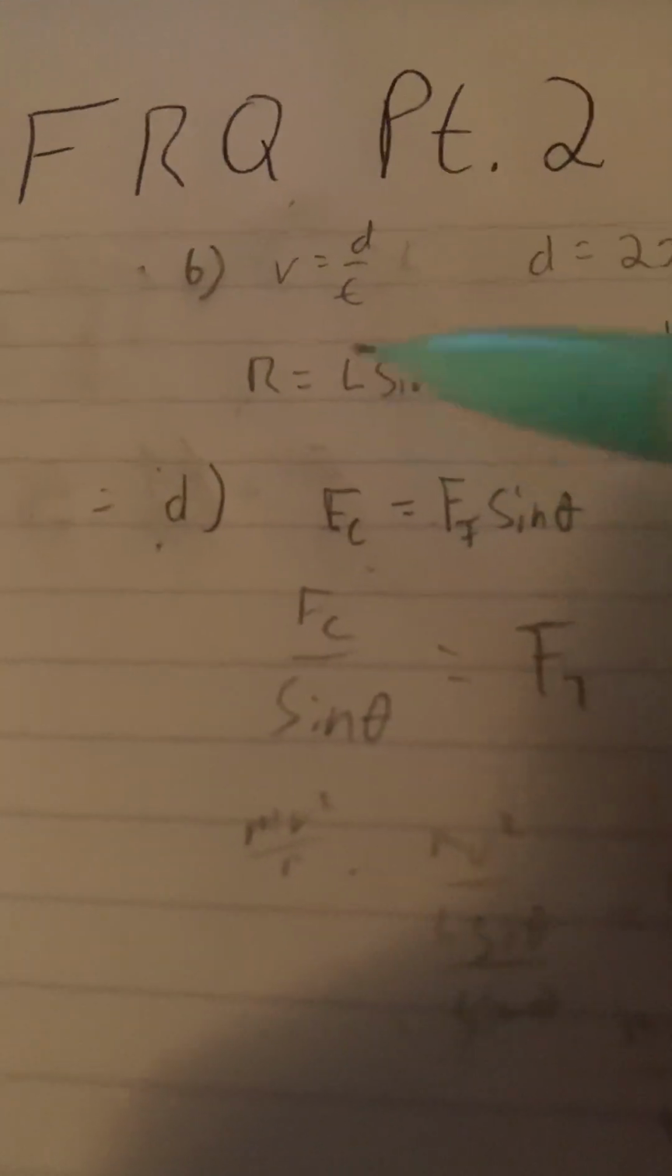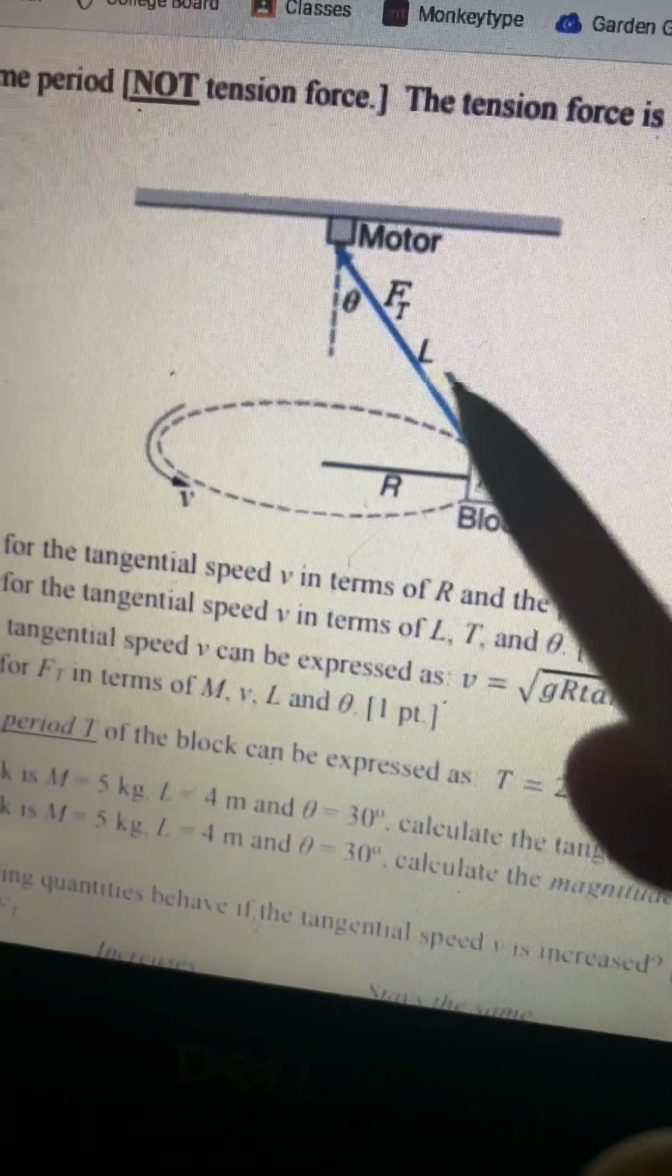And we substitute r with L sine theta, because earlier we derived that r is equal to L sine theta, as r is the opposite of L. So after doing that, our sines cancel out. We're left with mv squared over L is equal to Ft.